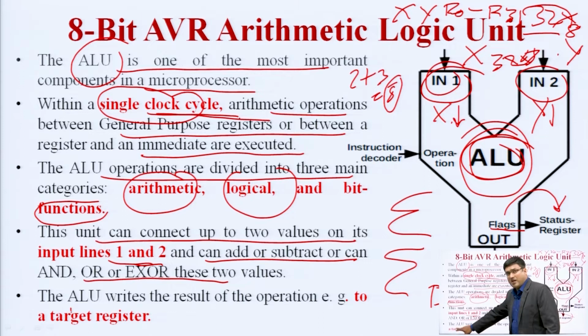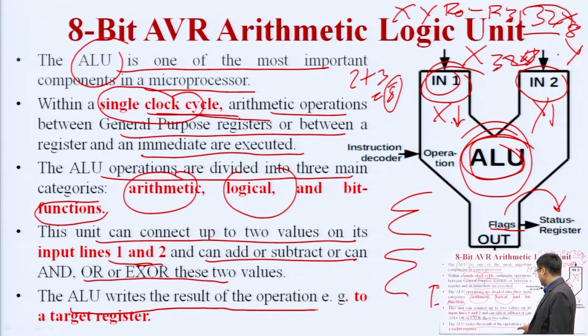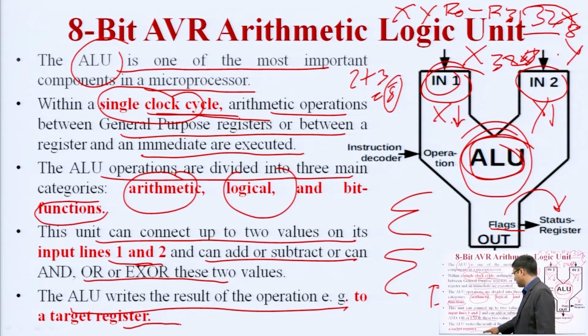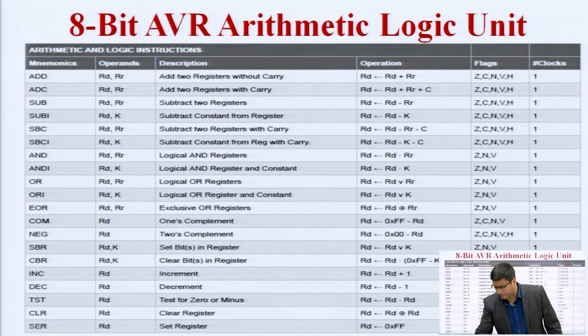Basically the ALU writes the result of the operation, for example, to a target register. We have seen that whatever arithmetic or logical operations we do, the result will be stored in the target register. After that, whatever value is stored in the target register will go into the 8-bit data bus. We have seen this in the block diagram.